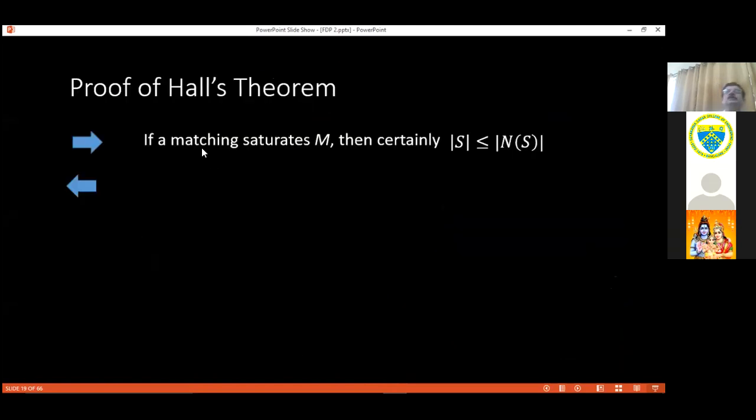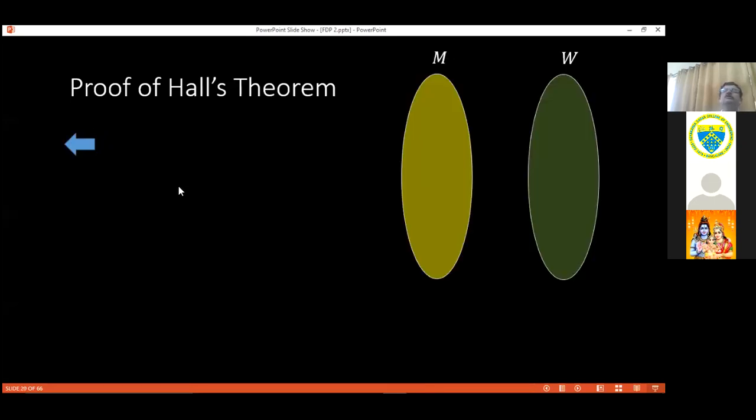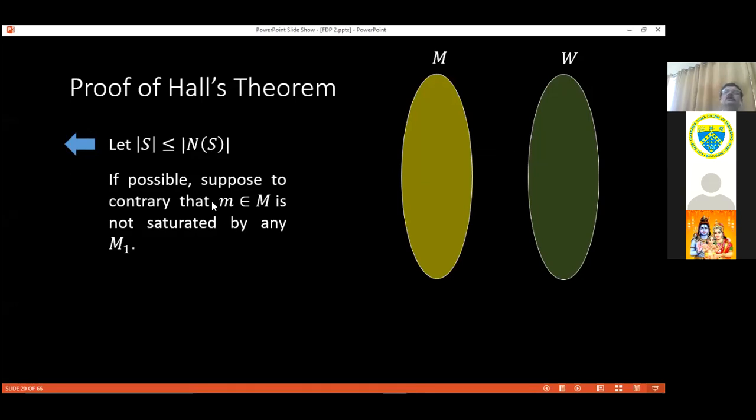The proof of Hall's theorem is very beautiful. If a matching M saturates, then certainly this condition holds. If this condition does not hold, then the number of elements in W is less than the number of elements in S, because this condition holds for every S. The converse part is important. Suppose this condition holds. Suppose there is no matching M which saturates at least one man here. That is not possible.